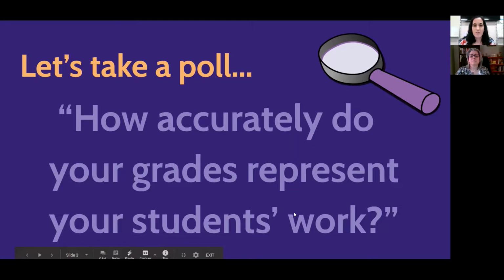And it looks like we have just about everyone in. And we'll go ahead and stop the poll there. Thank you so much. Here are the results. With 56% at somewhat accurately, and 33% accurately, and 7% highly accurately.